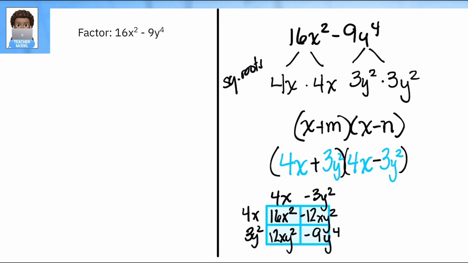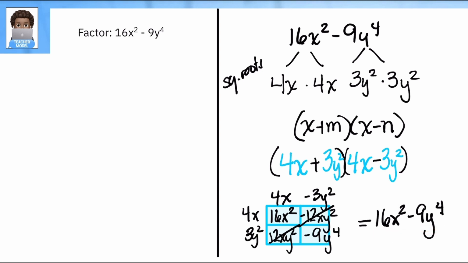So what you're probably seeing and noticing in these boxes is that these two are opposites. They're going to create a zero pair. So they're going to cancel out, which leaves us with our 16x squared minus 9y to the fourth. Okay, so I'm going to put that in there so you can see it. They cancel, they're opposites. And there we go. So you can see this is an excellent way of representing the difference of two squares, because when we factor it out, our middle terms will cancel each other out.